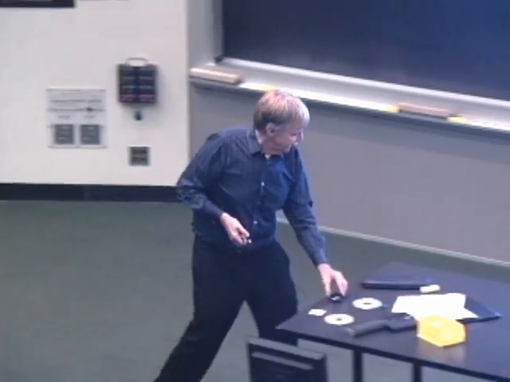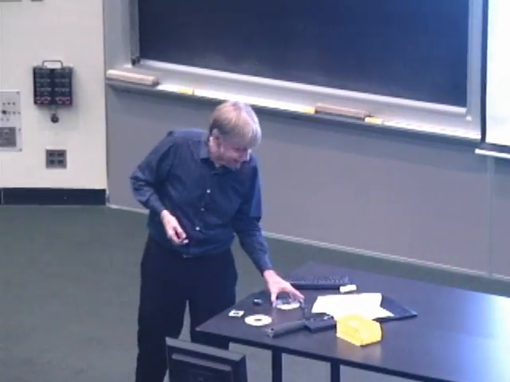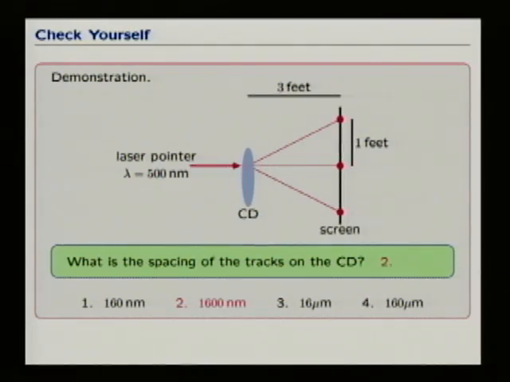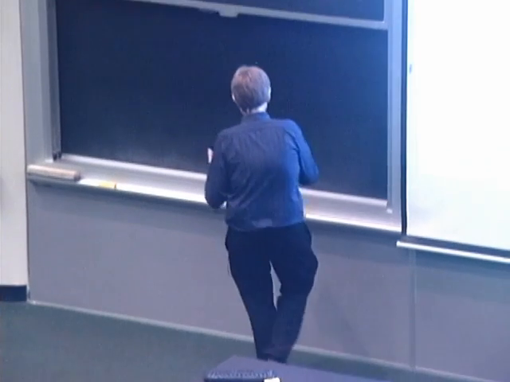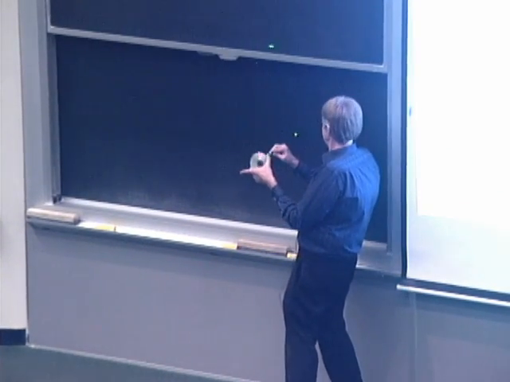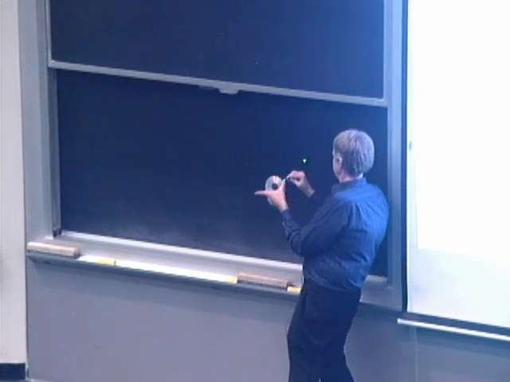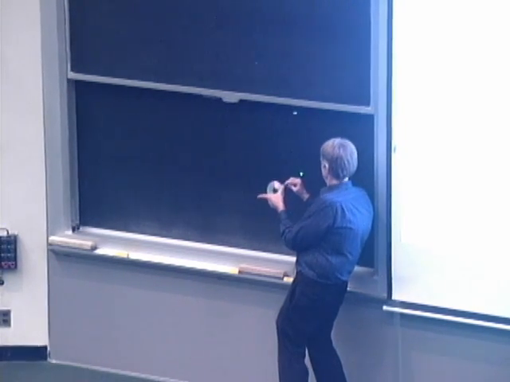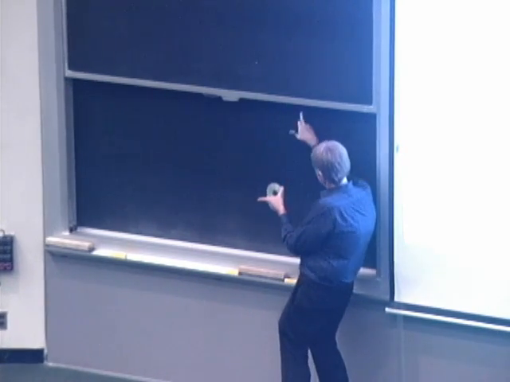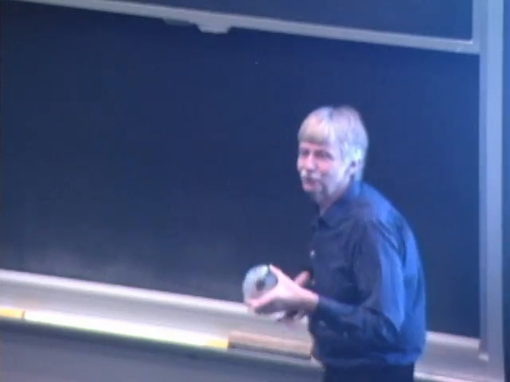So what will happen then if I switch to the DVD? How many tracks are on a DVD? Right? So we can do the same kind of an experiment. Now if I try to do the DVD, in order to get them to be a foot apart, I have to get much closer. Right? So now to get these spaced at about a foot, I have to be about a foot away.